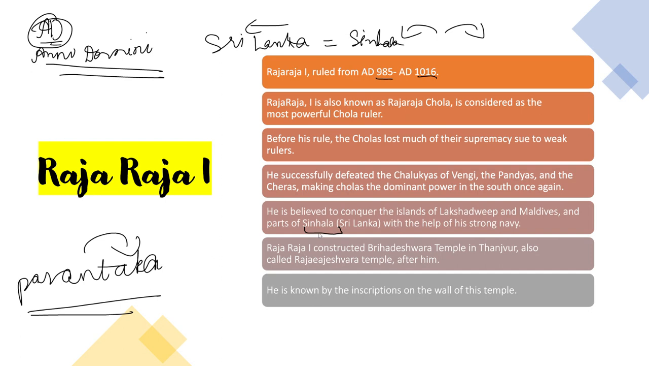Besides his military prowess, he was also known for constructing beautiful temples. He constructed the Brihadeshwara temple in Thanjavur, which is also called the Rajarajeshwara temple. It's like a tongue twister. It was named after him. The inscriptions on the wall of this temple are the main source that tells his achievements, his information, how he was, and what he did.